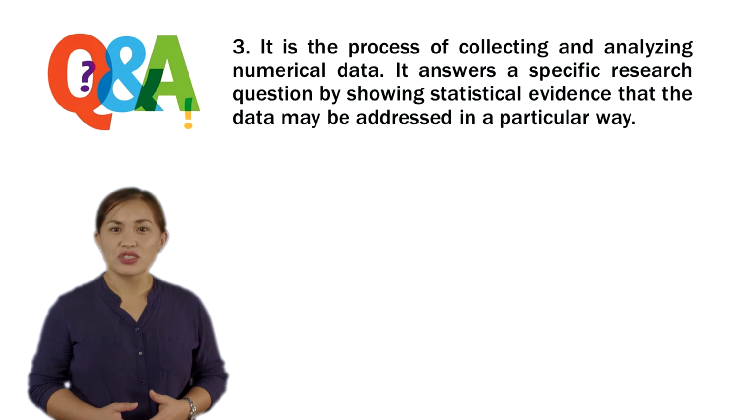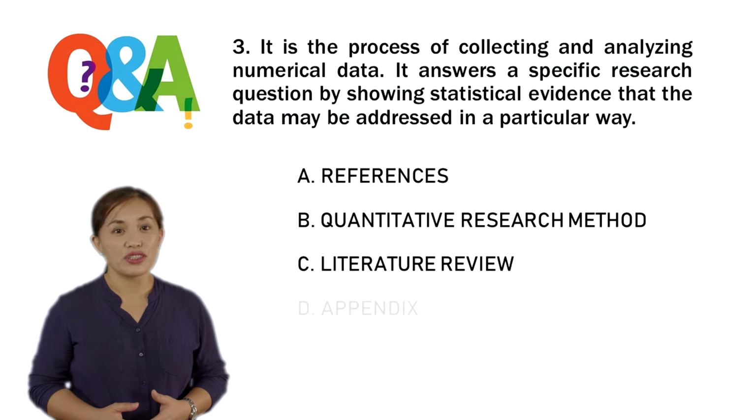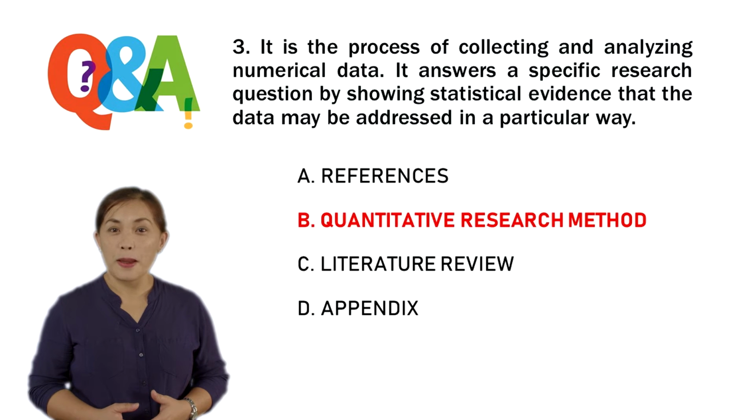Let's go to number 3. It is the process of collecting and analyzing numerical data. It answers a specific research question by showing statistical evidence that the data may be addressed in a particular way. A. References. B. Quantitative research method. C. Literature review. Or D. Appendix. The answer is B. Quantitative research method.